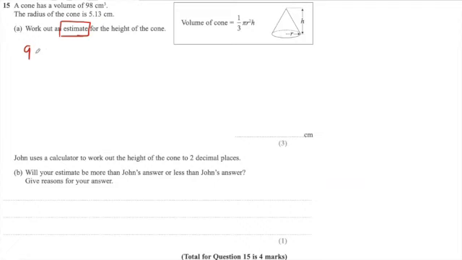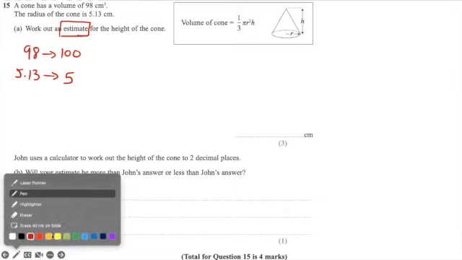The number 98 gets rounded to 100. That's the closest one significant digit number near 98. And the closest one significant digit number to 5.13 is 5, so we round down 5.13 to 5. You can see that these two numbers, 100 and 5, are pretty easy to work with without a calculator.